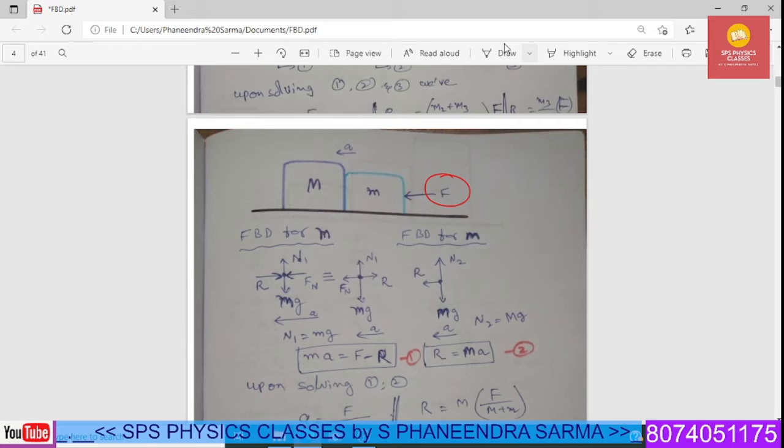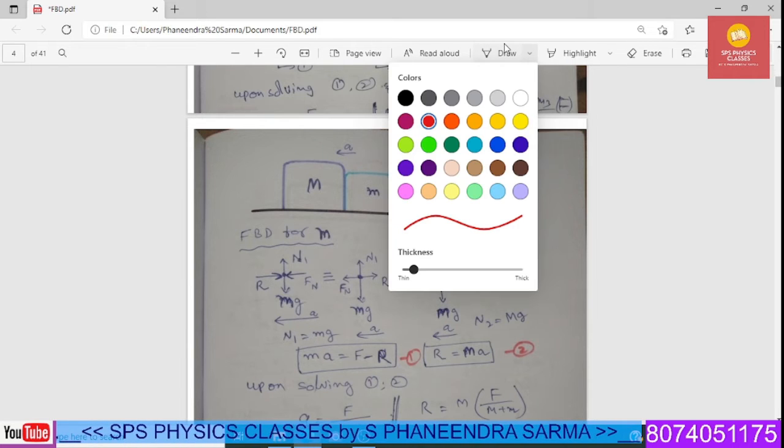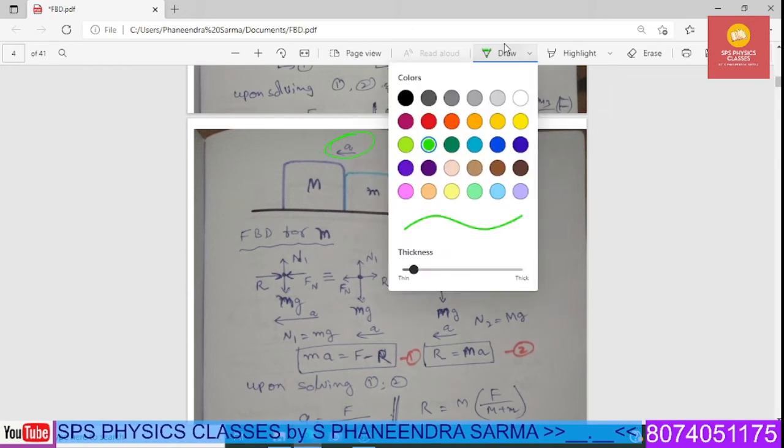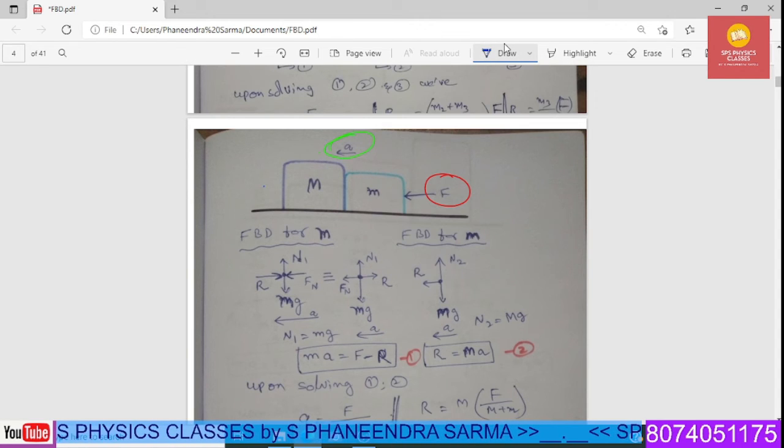As a result, what happens? The system experiences force in what direction? In the forward direction like this. So this net force will be in this direction. Let A be the acceleration of the system. Under such a case, what we can write down is nothing but a free body diagram for the small m. So this is the free body diagram for this one, and this is the free body diagram for this one.